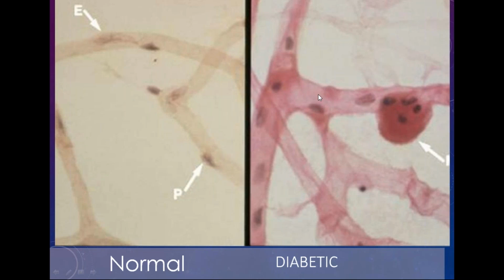This is a normal blood vessel. This is a picture showing loss of intramural pericytes leading to microaneurysm. This is the formation of microaneurysm.